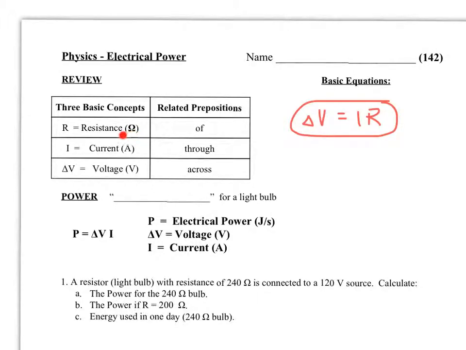Once again, the units for resistance are ohms, for current is amps, for voltage is volts. All right, now power. And it's also related back to mechanical power when we had that first semester. It'll be the same units, you'll see that in a minute.